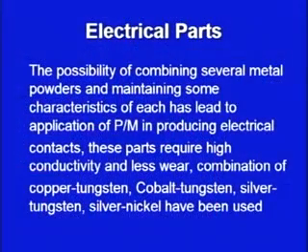Electrical parts can also be made out of powder metallurgy. So, there is the possibility of combining several metal powders and maintaining some characteristics of each. So, we can combine several metal powders while retaining some characteristics of each. This has led to powder metallurgy producing electrical contacts. These parts require high conductivity and less wear. Combinations of copper tungsten, cobalt tungsten, silver tungsten, silver, nickel have been used. So, different combinations have been used to make electrical parts by the process of powder metallurgy.